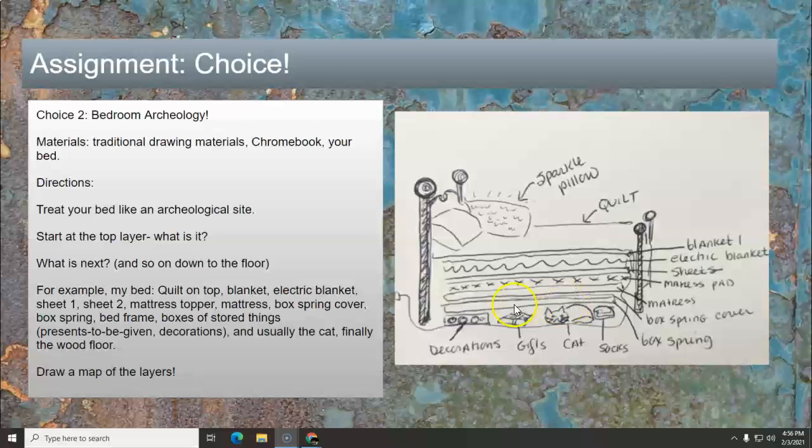And then under the bed, I have some miscellaneous decorations. That's also where I hide gifts that I get to save up to give to people for Christmas and birthdays and things. My cat is usually underneath the bed. And then there is usually some socks underneath the bed too, because that's just where socks live. Okay? So just start at the top of your bed and dig down through your layers and do a little side slice diagram for this and take a picture and upload it.